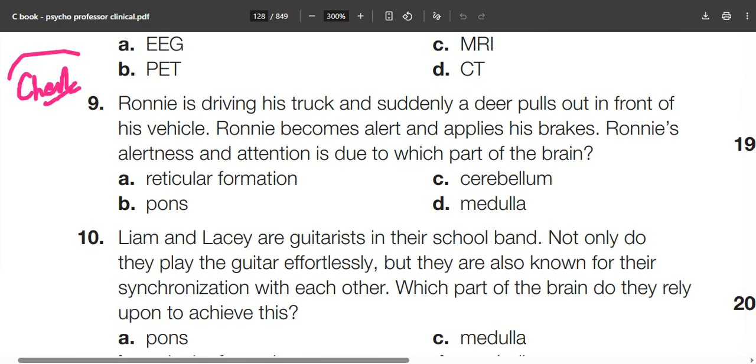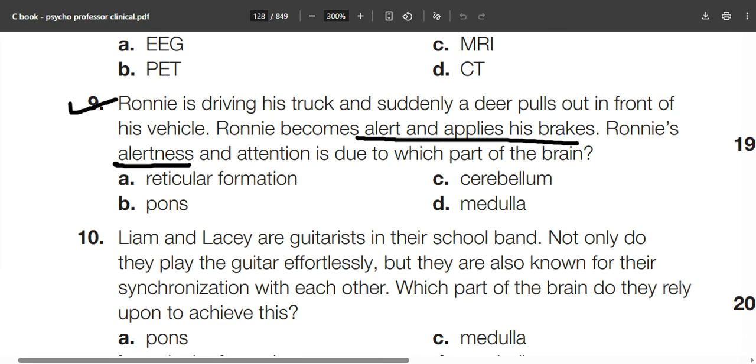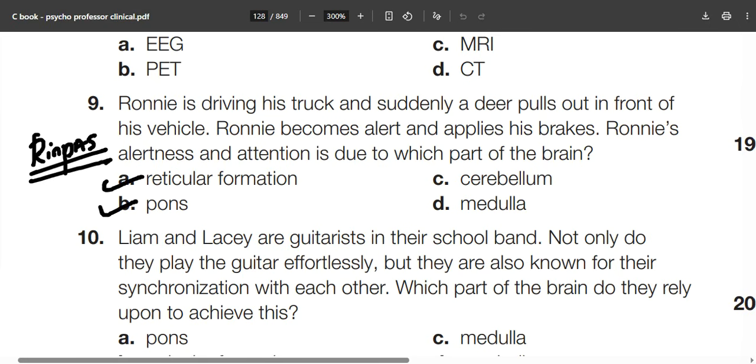And now let's check what you have understood so far. Make sure that you comment down below the correct answer for this. Ronnie is driving his truck and suddenly a deer pulls out in front of his vehicle. Ronnie becomes alert and applies his brakes. Ronnie's alertness and attention is due to which part of the brain? Very difficult question. Reticular formation, pons, cerebellum and medulla. Maybe you are thinking whether it will be the pons, reticular formation, medulla. We are going to find out the correct answer in the comment section.